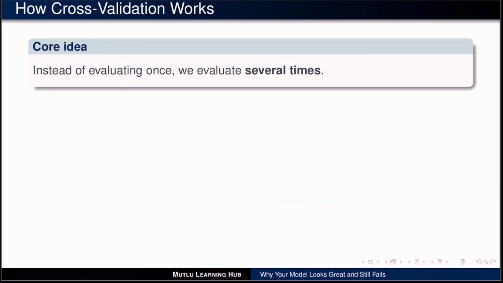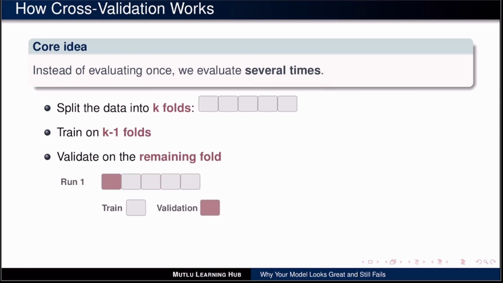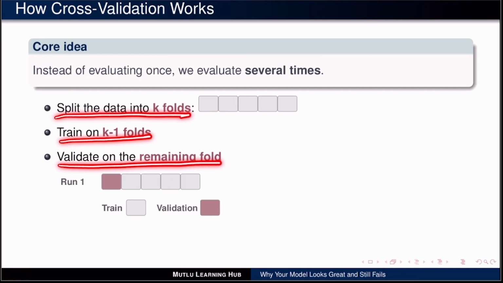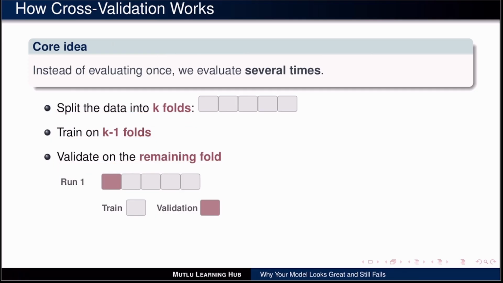So what does cross-validation do instead? The core idea is simple. Instead of evaluating the model once, we evaluate it several times. We split the data into k folds, then we train on k minus 1 of them and validate on the remaining fold. For example, here we have 5 folds, and in the first run, one fold is used for validation and the others are used for training. This gives us one validation score, but we don't stop there.